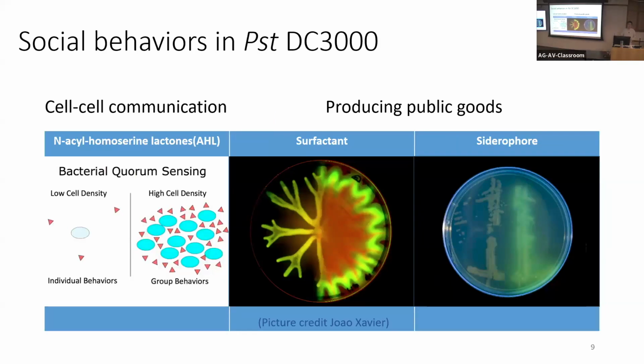In addition to that, I'd like to introduce the idea that DC3000 is a social bacterium in that it engages in social behavior such as cell-cell communication. Here I'm showing you that it does harbor a typical quorum sensing system. This is how bacteria are most famously known to interact with their own species as well as some other species, and they can coordinate expression of genes and so on. DC3000 also engages in production of public goods such as surfactant and siderophore. Here you're seeing the most famous yellow pigment, pyoverdin, in our strain.